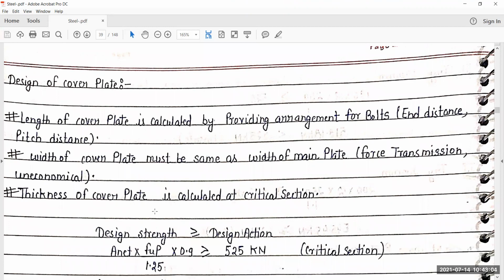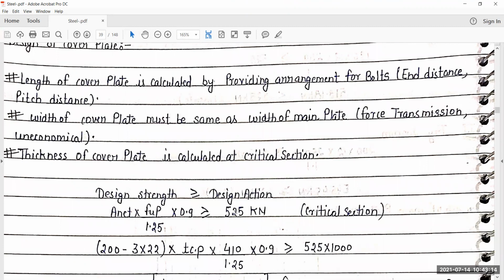The thickness of cover plate is calculated at the critical section. This is already discussed in the previous slides. The design strength should be greater than or equal to the design action. The formula in the IS code is (Anet x Fu / 1.25 x 0.9) is greater than or equal to 525 kN. This is the critical section.